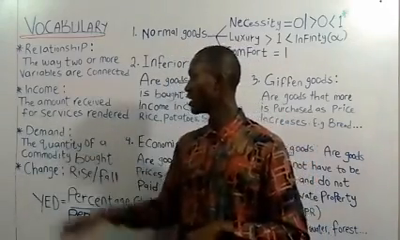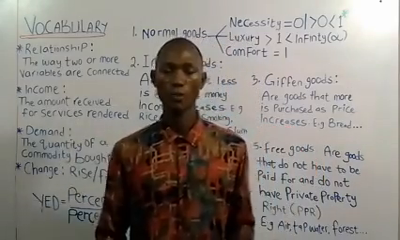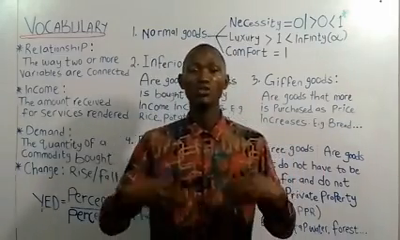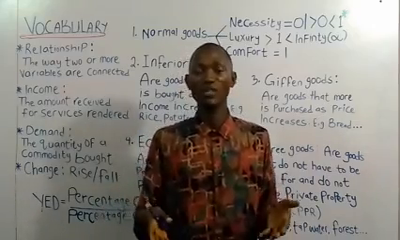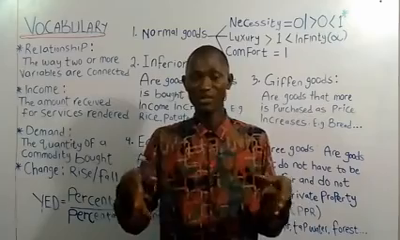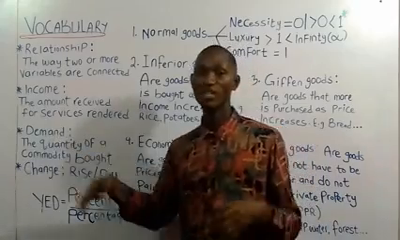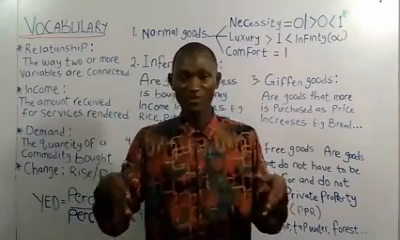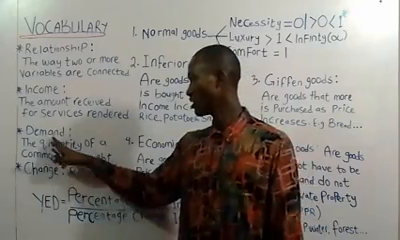And we have demand. The quantity of a commodity bought. Demand simply means to buy. That means when your purchase of a commodity is backed up with financial ability, that means you have the money to buy the goods or services, then your purchase is said to be demand. So demand simply means to buy. That means you have the financial capability to buy that goods, then it is said to be demand.